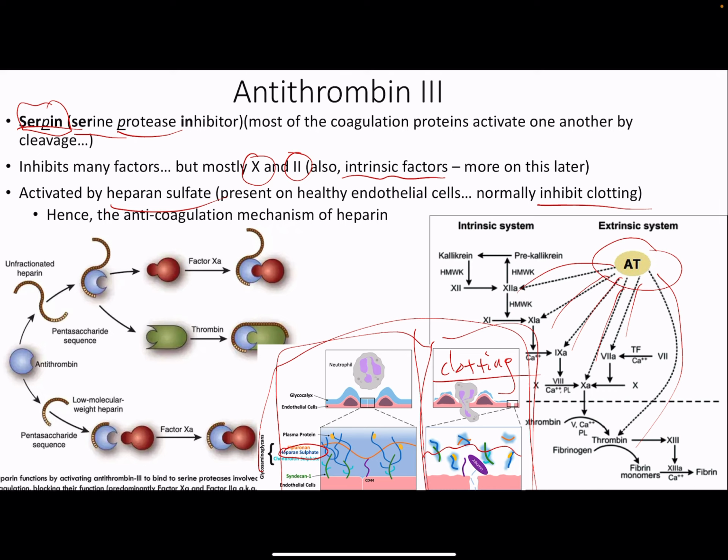And this is kind of beautiful because now we need clotting. So this is where the drug heparin comes into play. Drug heparin just mimics heparin sulfate, which means it can activate antithrombin 3 and work as an anticoagulant. Again, that goes for factor 10. It can also go for factor 2, which is thrombin. Now, there is a difference. Unfractionated heparin can get both of these, while low molecular weight fractionated heparin will only go for factor 10.